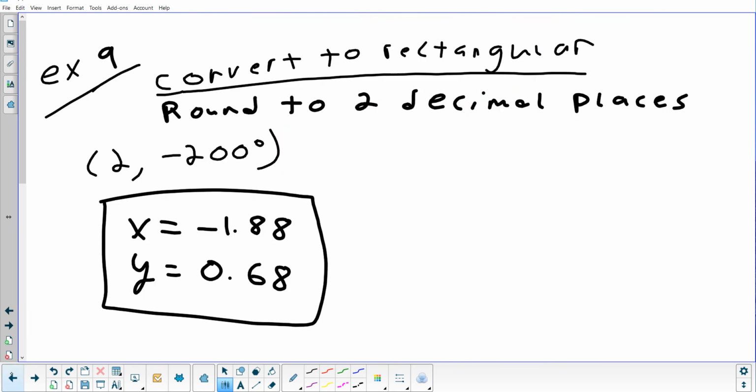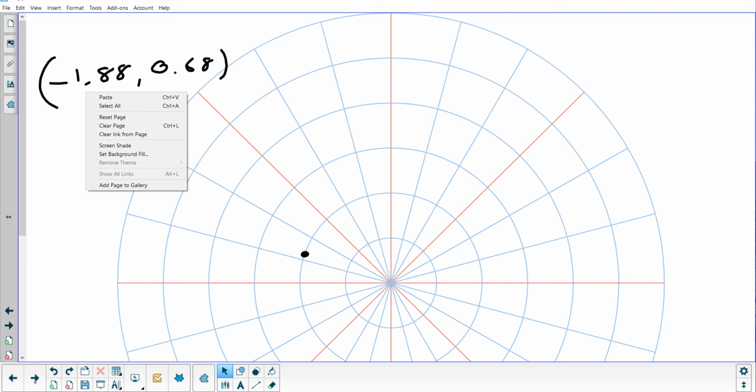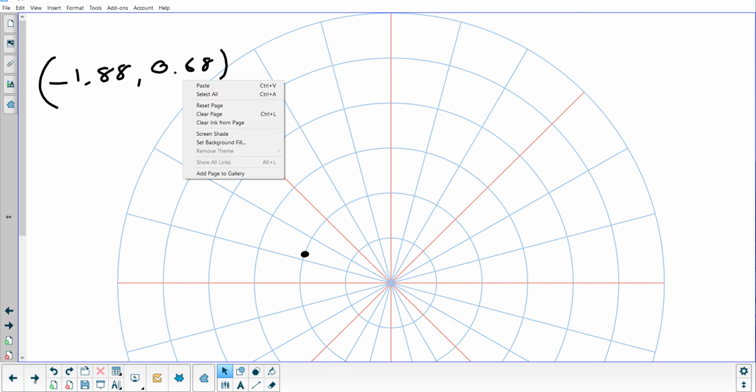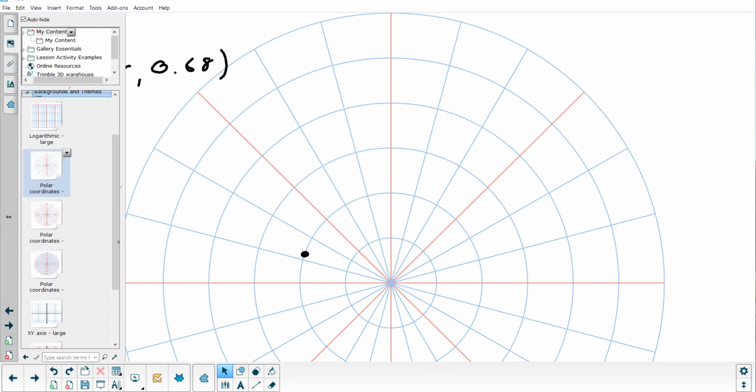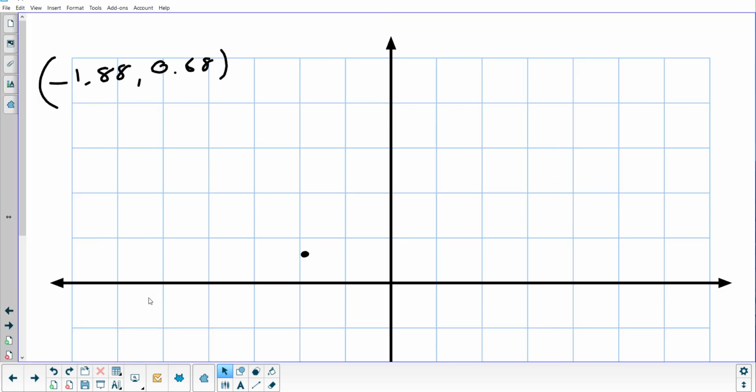Now, what was the point? (-1.88, 0.68). If I change the background and leave that point exactly where it is, and I change it to a rectangular grid, that point should look like it's almost 2 units over to the left and a little bit more than half a unit up. Right? So let's see. Take this, change the background. Yeah, right? Look at it. -1.88, so a little bit before 2, and 0.68, a little bit more than halfway up.